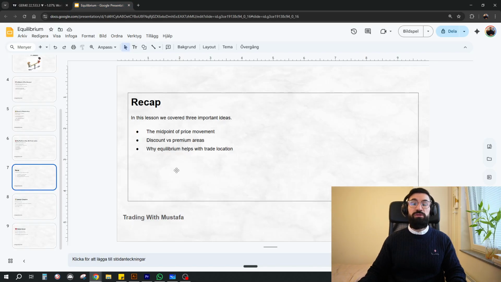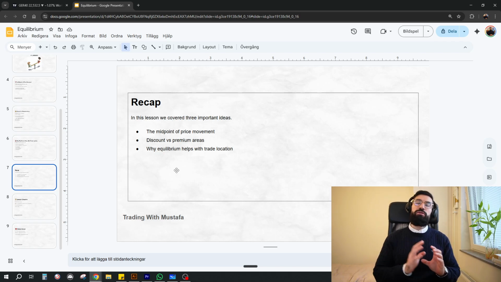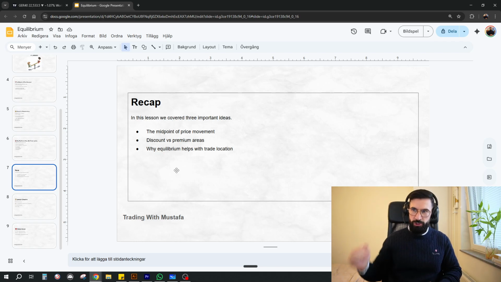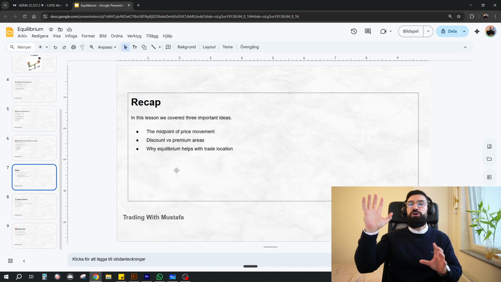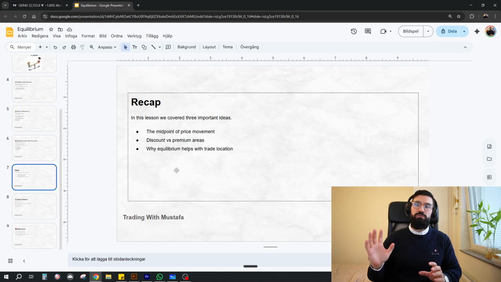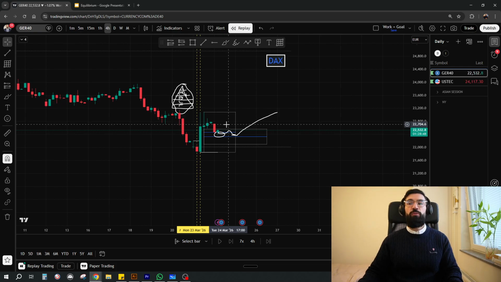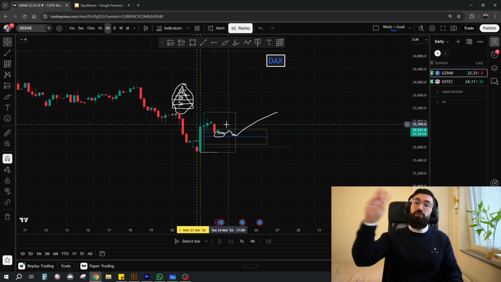I also explained to you discount and premium areas. So in a discount, we want to take longs. In a premium, we want to take shorts. That is an indication of how the balance of the market is working. This helps you have better entries and trade to where the market is going. So if there is liquidity in the premium area and we're taking a trade from discount, the highest probability of the market going to premium and liquidity is very high.